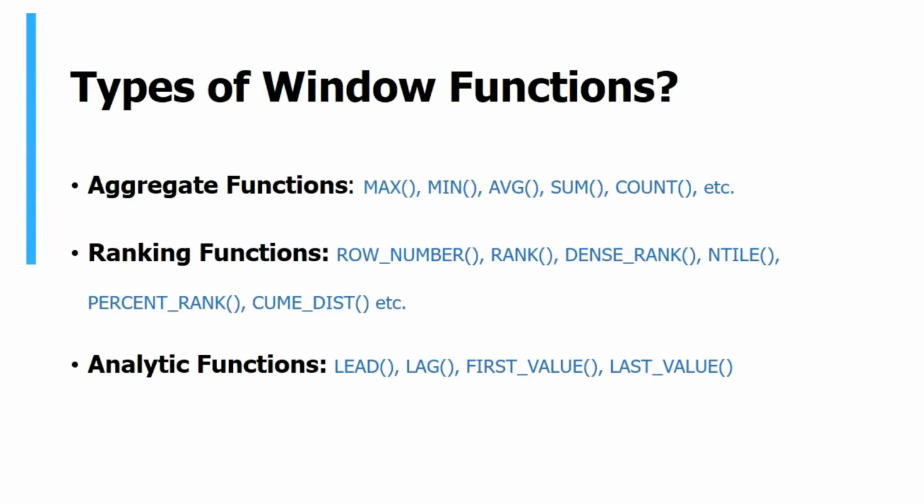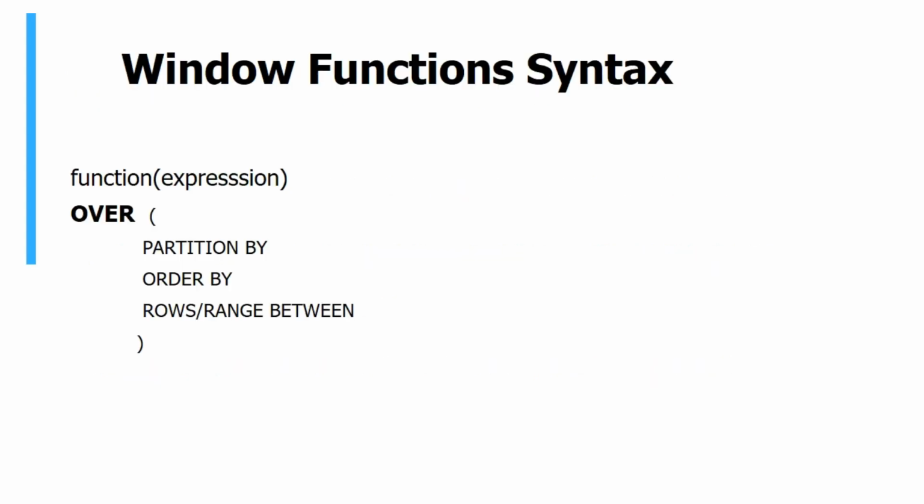So what are the types of window functions? We have the aggregate functions, ranking functions, and the analytic functions. Under the aggregate functions, we have max, min, average, sum, and count, and we also have other different ones. I'm very sure we must have come across each of these functions when writing SQL. Under the ranking functions, we have rank, dense rank, row number, and others. And under the analytic functions, we have lead, lag, first value, and last value.